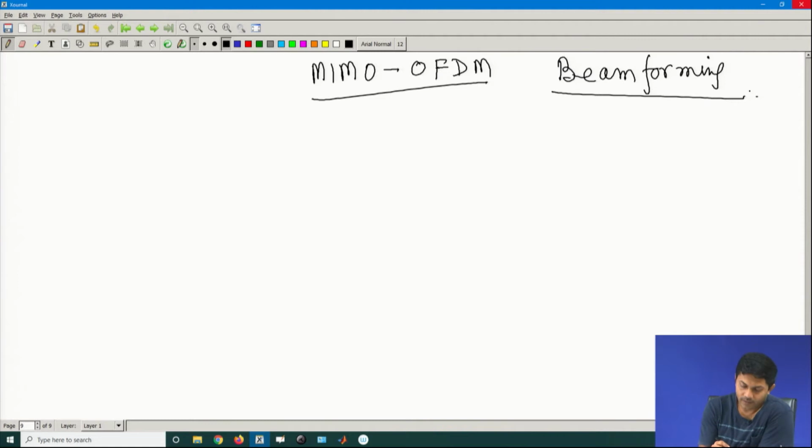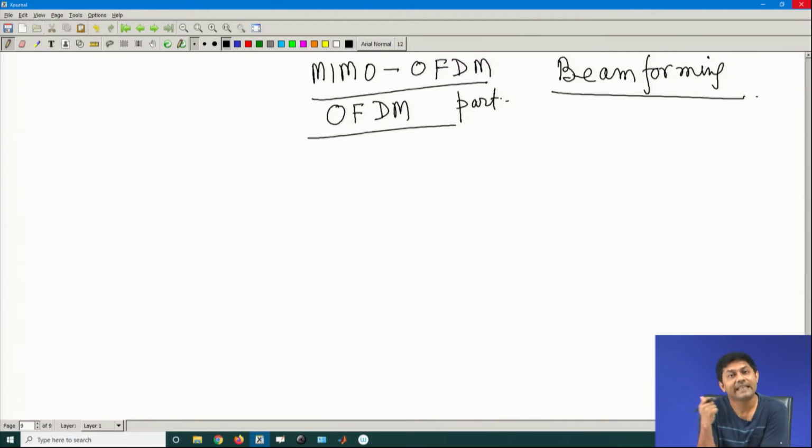So, we will be first talking about the OFDM part today. Now, as you say, there is a MIMO OFDM. So, obviously, there is a single antenna OFDM also. So, let us start with that. To understand MIMO OFDM beamforming, you have to first understand SISO OFDM beamforming. That is the step by step approach, and once we finish the SISO OFDM beamforming, then it will be just a cakewalk to go for MIMO OFDM beamforming.